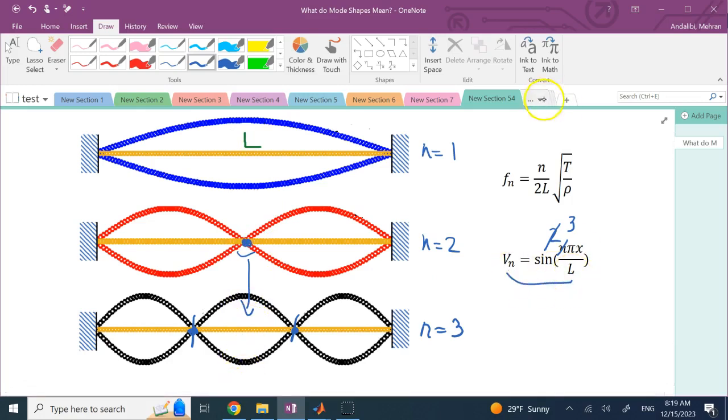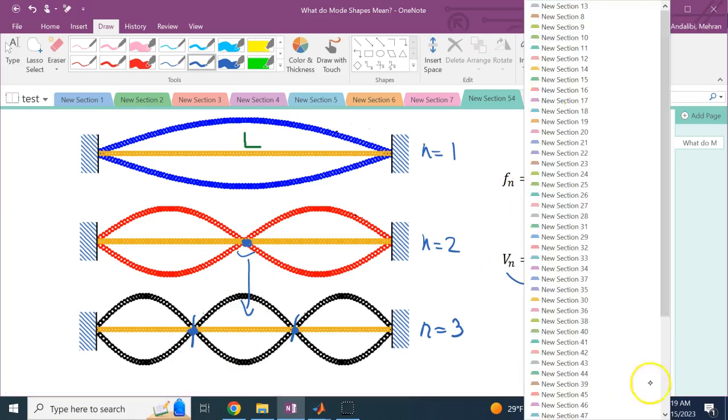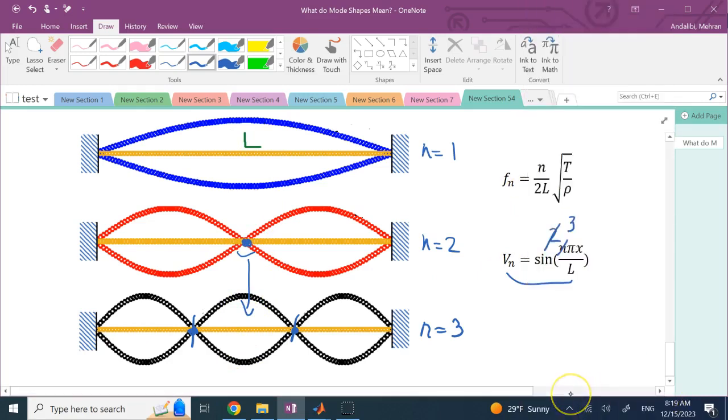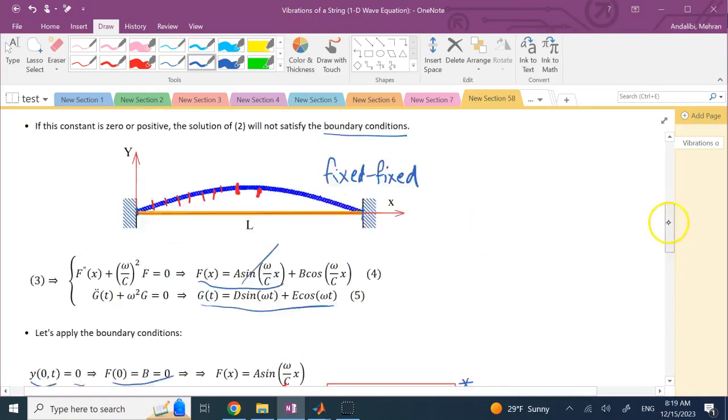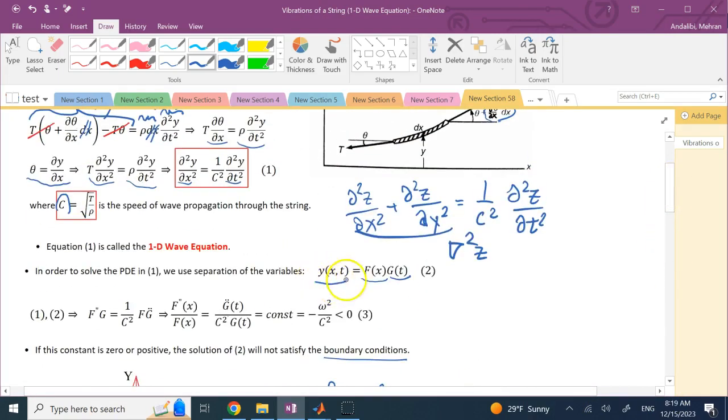Okay, so these are the mode shapes, and those were the natural frequencies. So I found 2 very important things. Now the last thing is, can I find the general form of the solution, y of x and t? Remember, this is what we needed to find. Can I find this? Yes.